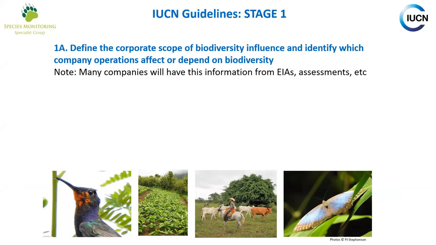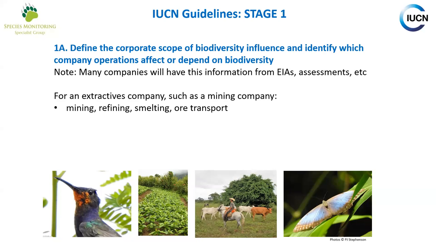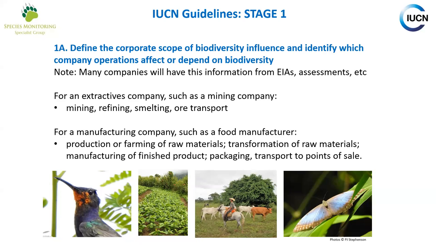Now, what we're asking companies to do here is basically see where their operations and supply chains actually interact with nature. So this will obviously vary greatly depending on the company and its complexity. But as an example, a mining company might want to consider here its mining activities, as well as its refining, smelting, and/or transport activities. A food manufacturing company might need to look at the production or farming of raw materials, the transformation of those raw materials, the manufacturing of finished products, and then the packaging and the transport to points of sale. So all these are examples of what should be included in the corporate scope of biodiversity influence.